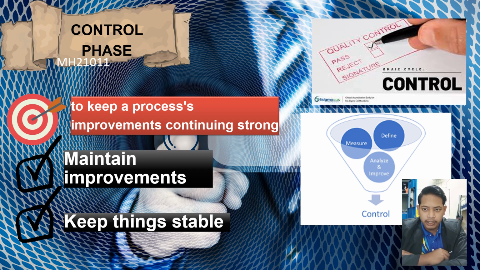Assalamualaikum and good evening. My matric ID is MH21011. Today I will present about the control phase that we use in our project report. So, firstly, why is the control phase needed in our project report? The main purpose of the control phase is to keep the process improvement strong. Another purpose is to make sure the team stays stable and maintains improvement from time to time.